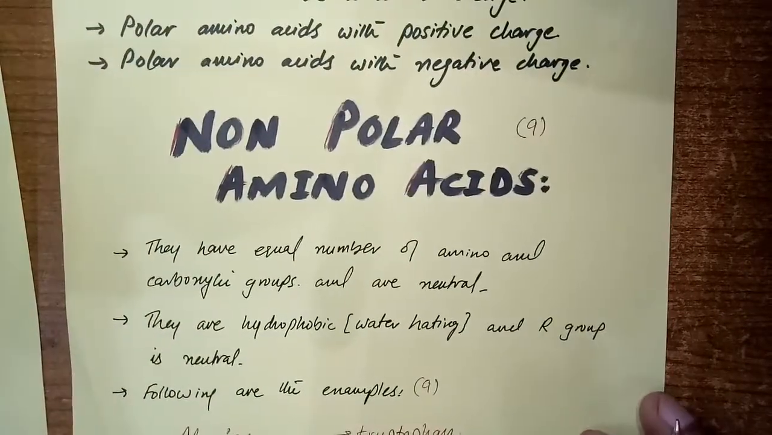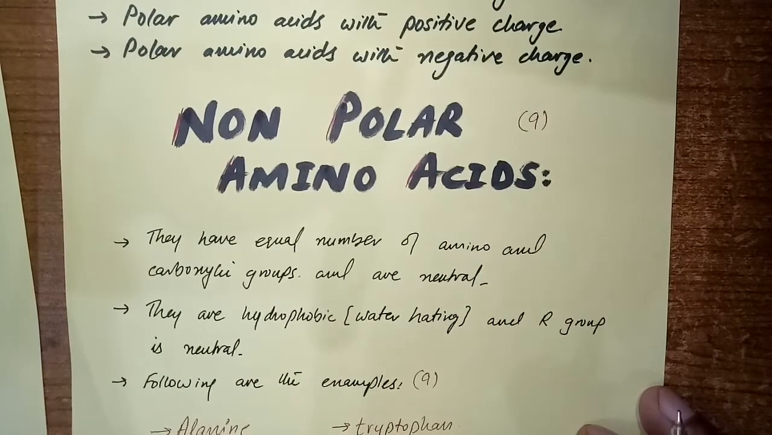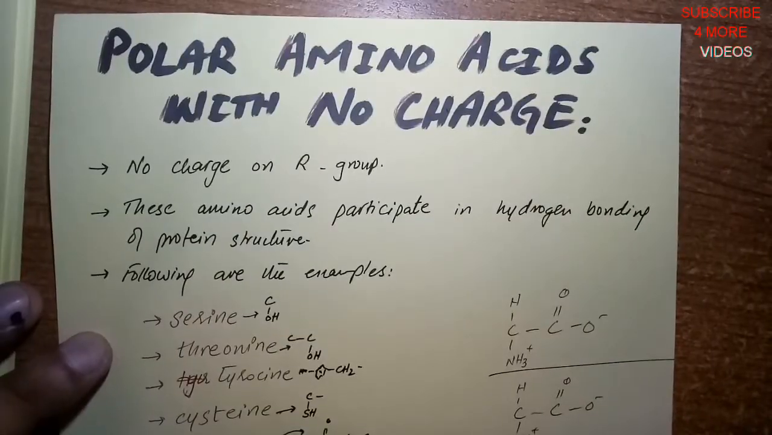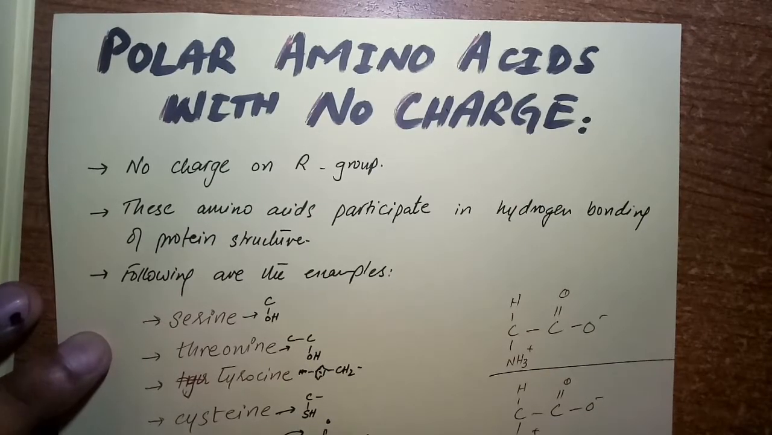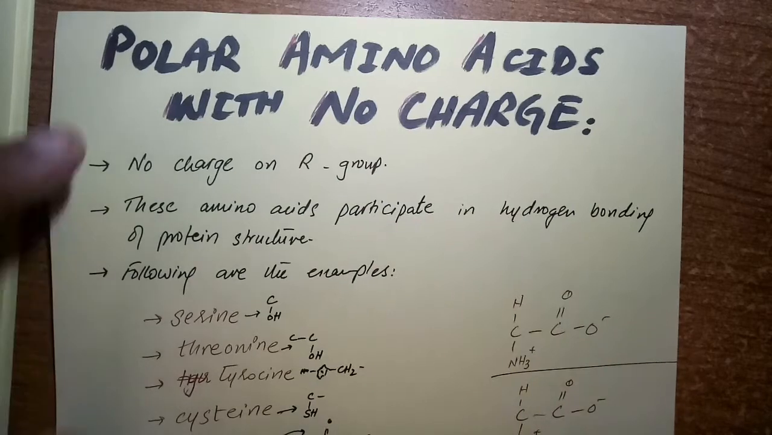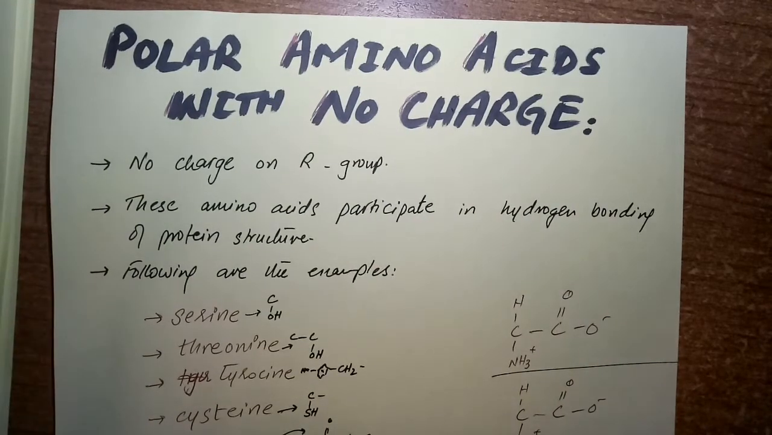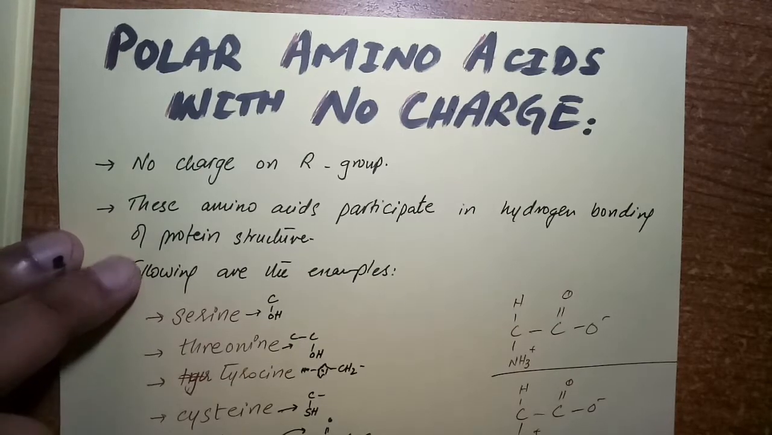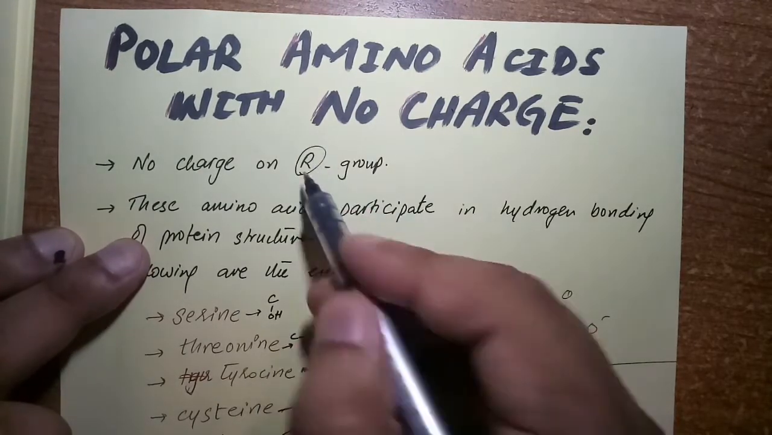So I hope you are getting something out of this. So let's talk about the formula. I'm going to make that formula easy for you. So now students, I'm going to talk to you about some polar amino acids with no charge. Those kinds of amino acids don't have any charge, but they're polar in nature. In my previous discussion, I talked about non-polar amino acids. So the R group never contains any charge.